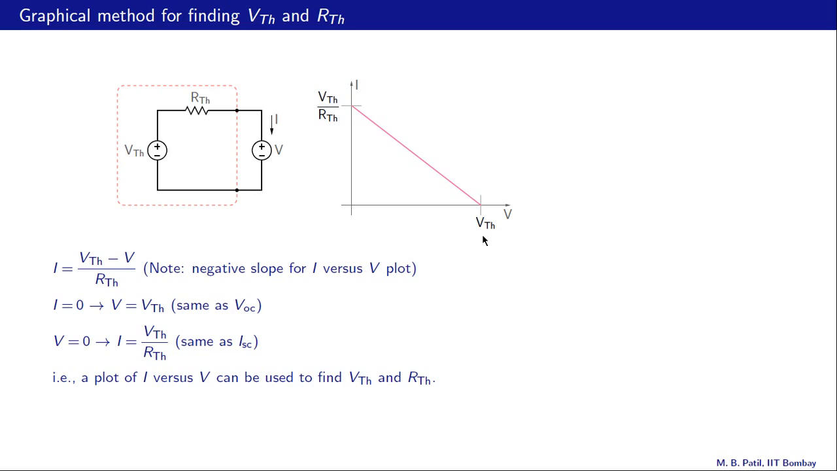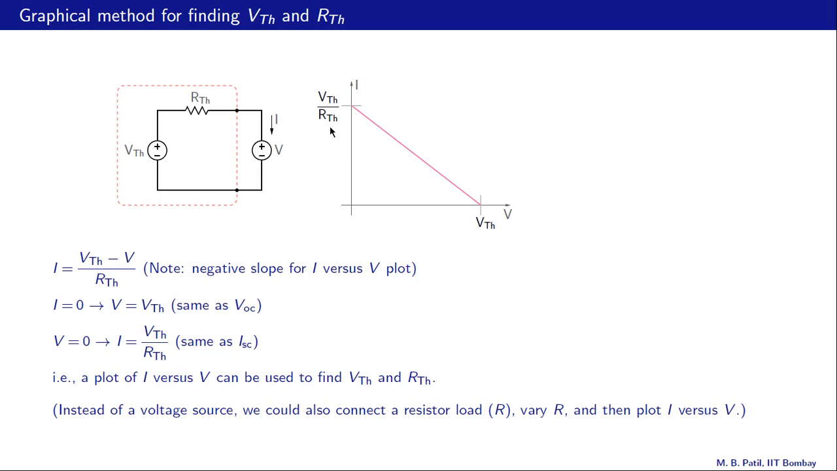Alright. So now from a plot like this, we immediately find Vth as the intercept on the v-axis, and Isc, which is equal to Vth by Rth, as the intercept on the I-axis. And from these two numbers, we can find our Thevenin voltage and Thevenin resistance. And as a remark, let us mention that instead of a voltage source here, we could have also connected a load resistor, say R, varied that resistance, and then plotted I versus V again. We would get the same plot once again.